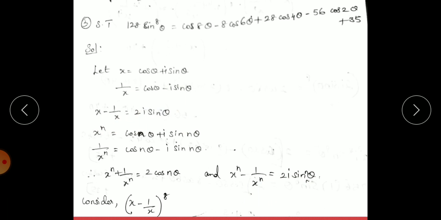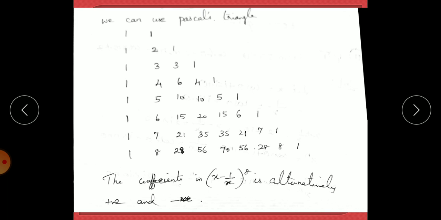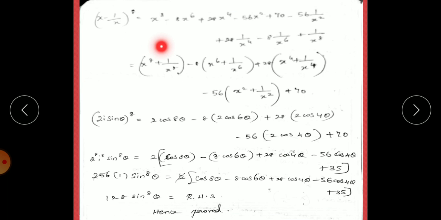Now consider x minus 1 by x whole power 8. Already I have told you that it is a sine term, so the minus has to come, then whole power 8. Now we use the Pascal triangle up to 8, so you have 8 steps to do. Now see, it is a sine and power 8, so we do the alternating signs as plus and negative. First one plus, then minus, plus, minus, plus, minus, plus, minus, plus. Likewise only we should use.